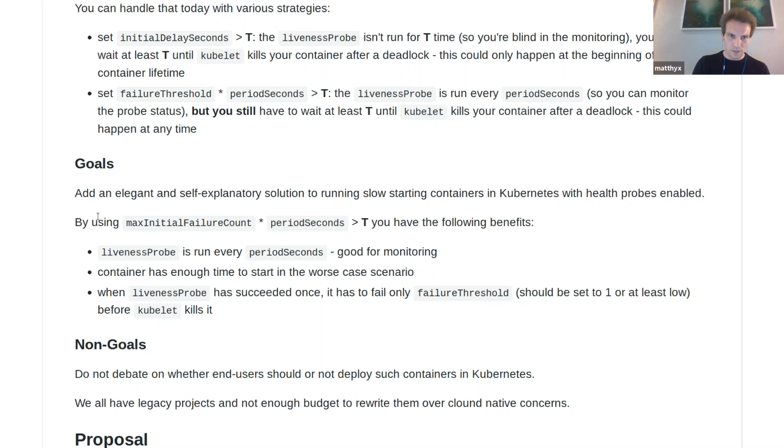Yes. Here you can see that if my container will take at maximum T seconds to start, then I have to make max initial failure count times period seconds greater than T to allow my container to fully start before it is killed by the liveness probe. Mm.